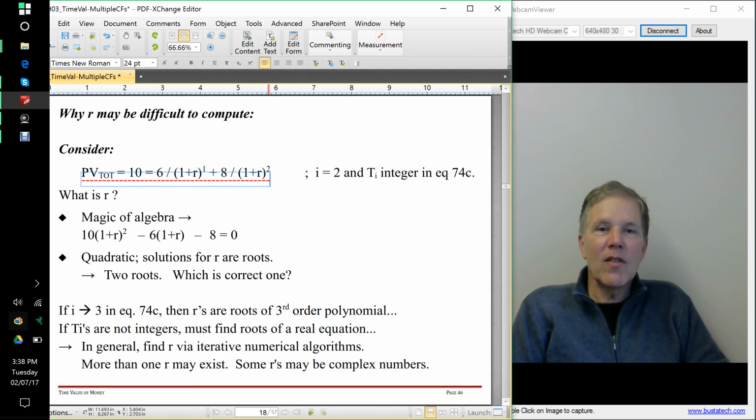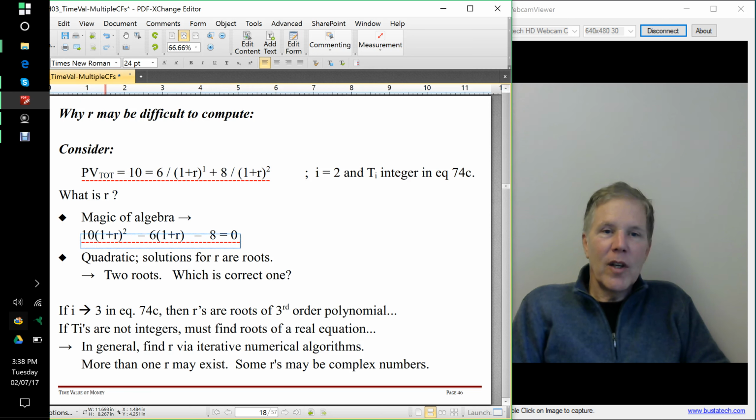So you can see in this equation clearly the only thing that we don't know is R. So we could multiply both sides of this equation by the quantity 1 plus R squared, and that would give us this equation here, 10 times, after a little bit of algebraic manipulation.